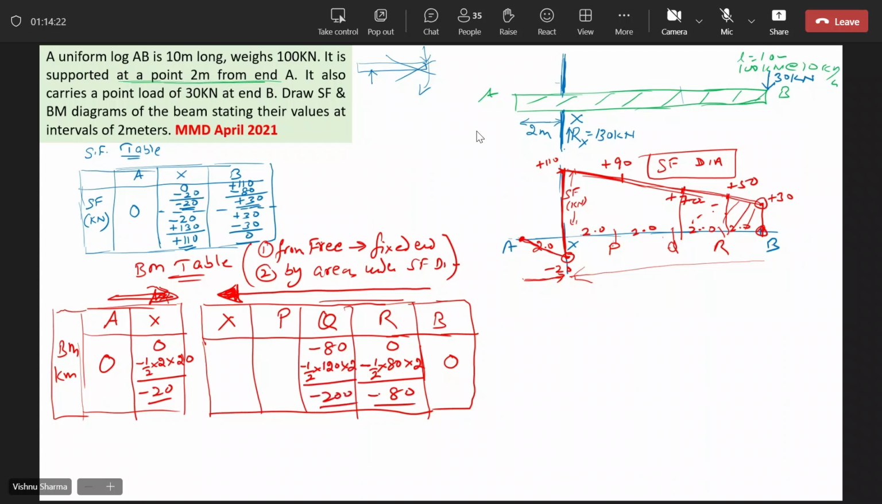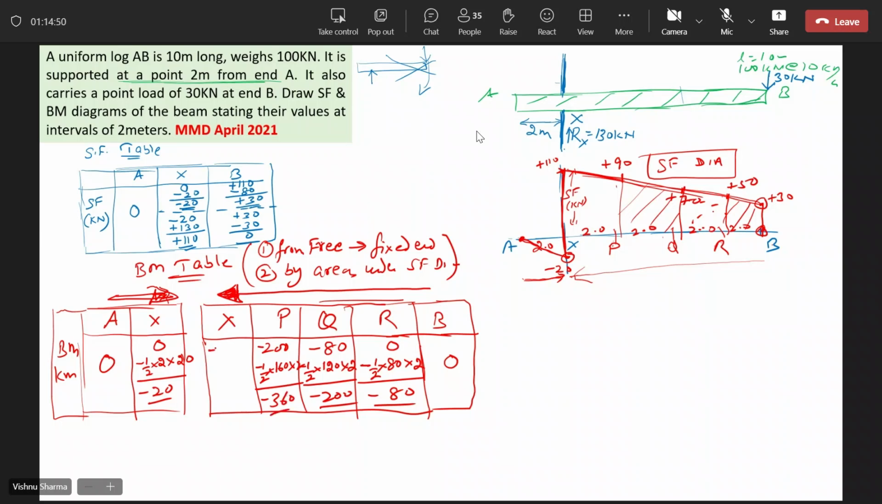Am I right, guys? Yes or no? Does everybody agree, class? Please confirm. Yes, sir. Then we carry forward this minus 200, and then we have this trapezium: minus half into 90 plus 70, 160, into 2. So minus 360.